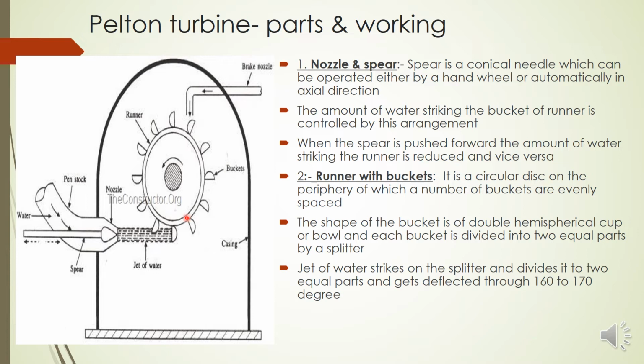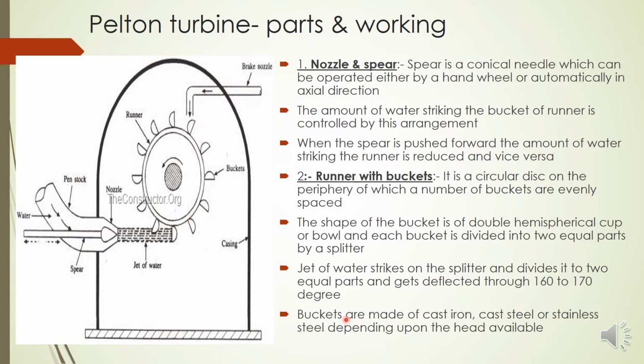We know from Newton that the rate of change of momentum is the force. So this will be the impulsive force. The rate of change of momentum of the jet will exert an impulsive force and the runner will rotate. The buckets are made of cast iron, cast steel or stainless steel, according to the head available.